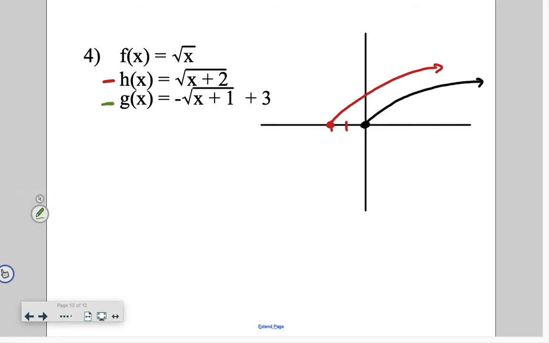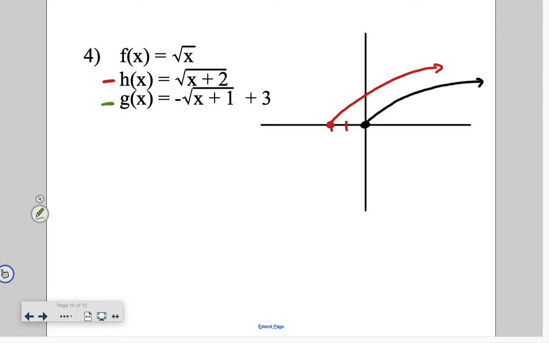And then finally, g of x. We kind of have a lot of stuff going on here. First, let's just start at the beginning. What's the negative do? Flip it, yeah. It's a vertical reflection. So instead of increasing from your starting point, it's going to get reflected over the axis, and instead it's going to decrease from that starting point. Okay? So we have a vertical reflection.